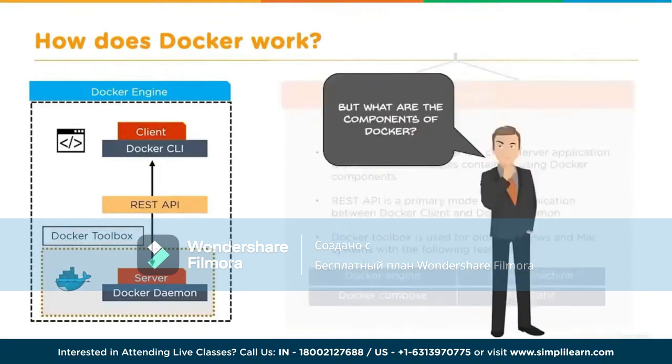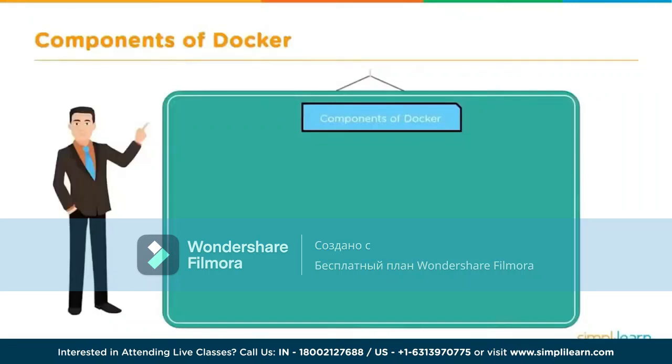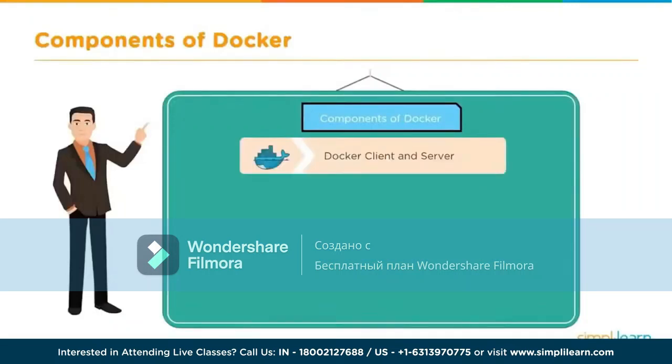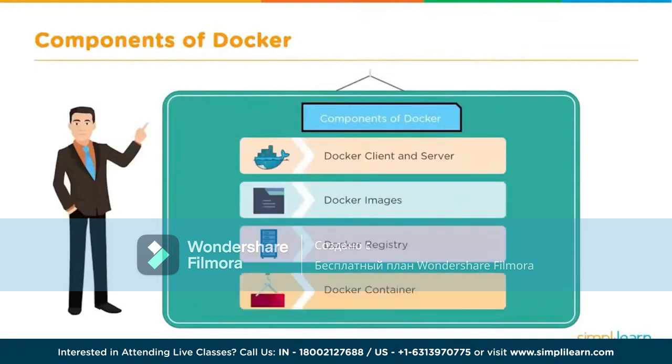So let's now go into what the actual root components of Docker are. Let's have a look at those key components. There are four components that we're going to go through: the Docker client and server, Docker images, the Docker registry, and the Docker container. We're going to step through each of these one by one.